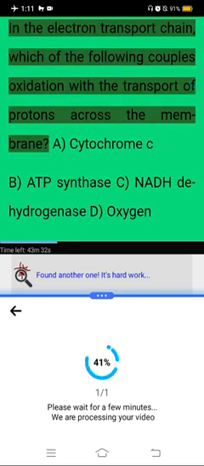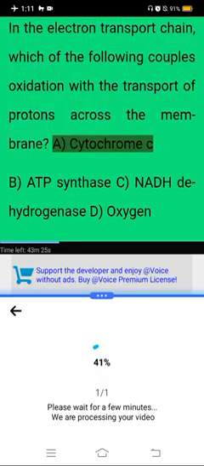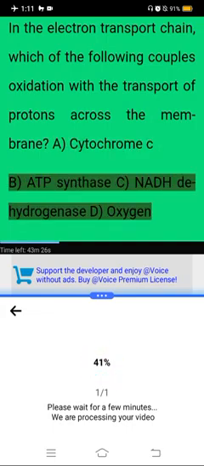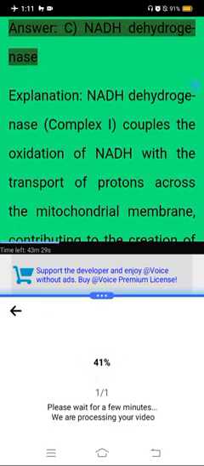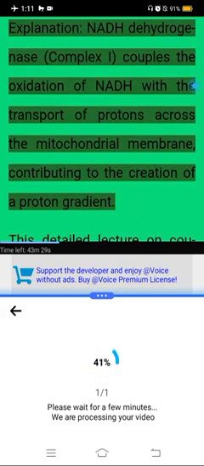Question 3, 2018. In the electron transport chain, which of the following couples oxidation with the transport of protons across the membrane? A. Cytochrome C. B. ATP synthase. C. NADH dehydrogenase. D. Oxygen. Answer: C. NADH dehydrogenase. Explanation. NADH dehydrogenase, complex I, couples the oxidation of NADH with the transport of protons across the mitochondrial membrane, contributing to the creation of a proton gradient.